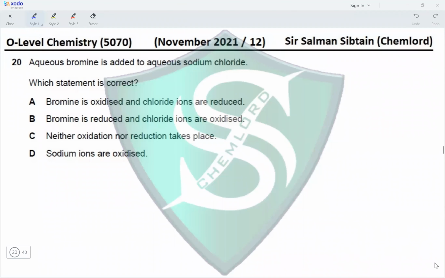Question 20. Aqueous bromine is added to aqueous sodium chloride. Which statement is correct? A: Bromine is oxidized and chloride ions are reduced. So if we have NaCl reacting with Br2, bromine cannot displace chlorine in NaCl, so this reaction will not happen. So, A becomes incorrect.